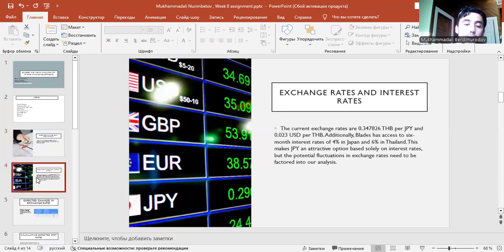On the next slide, the current exchange rates are 0.047826 Thai baht per Japanese yen, and 0.23 US dollars per Thai baht. Additionally, Blades has access to 6-month interest rates of 40% in Japan and 60% in Thailand. This makes the Japanese yen attractive based solely on interest rates, but the potential fluctuations in exchange rates need to be factored into our analysis.